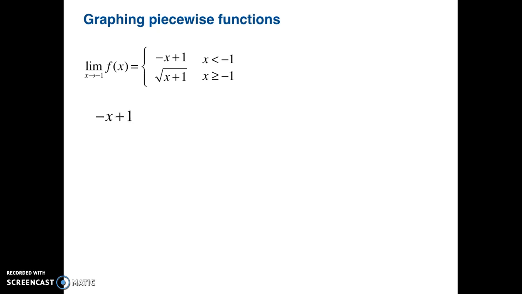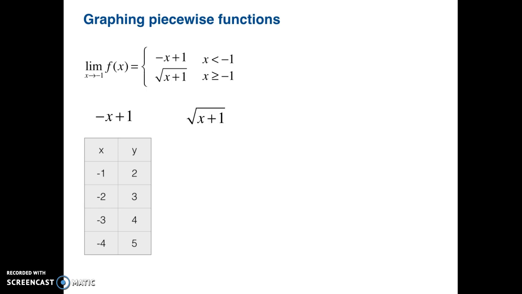So when I create the graph of the piecewise function, I'm going to start with the left side of the graph. I know that my function is going to look like negative x plus 1 when the x values are less than negative 1. So I create a table and plug the values into my linear function. I'm going to do the same for the x values that are greater than or equal to negative 1. So I created a table. I chose values that I knew, when I plugged them into my function, I would be able to take the square root of, because graphing decimals is a little tricky.